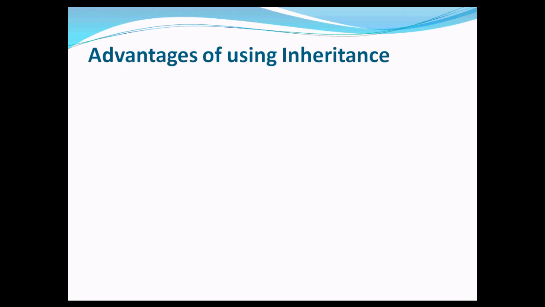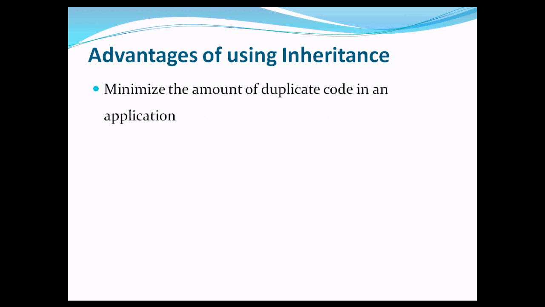Advantages of using inheritance. First, we'll look at the first point. One of the key benefits of inheritance is to minimize the amount of duplicate code in an application by sharing common code among several subclasses. Where equivalent code exists in two related classes, the hierarchy can usually be refactored to move the common code up, giving smaller, simpler compilation units.